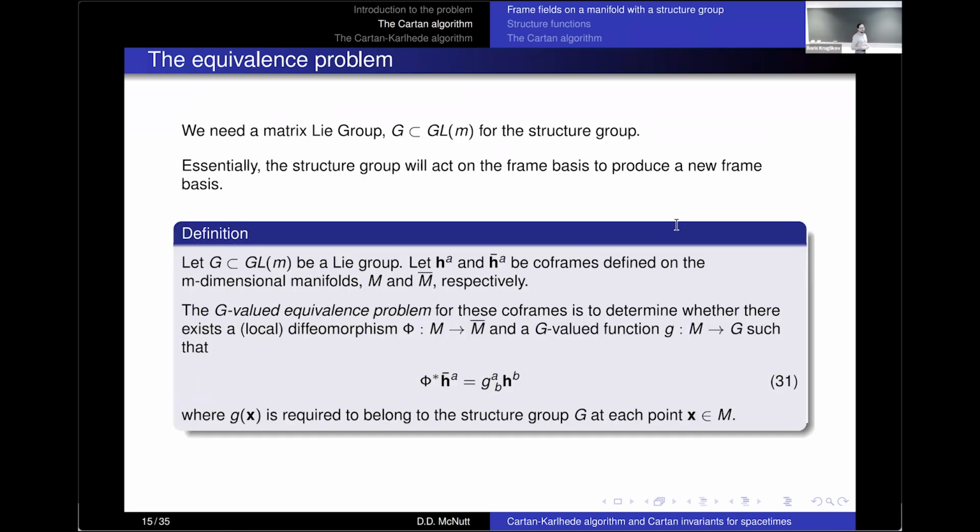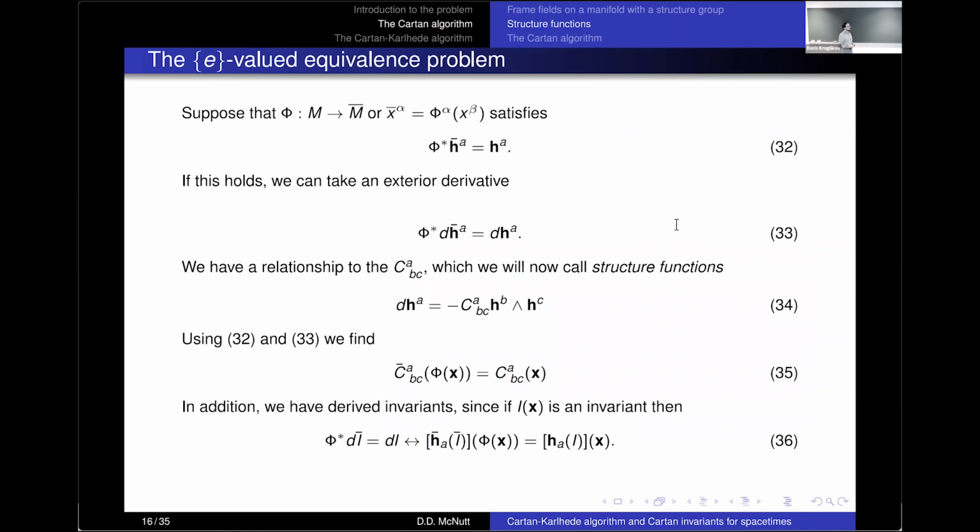So we'll come back to this, but for the moment, I'm going to do the easiest group, the identity group. And this will motivate how we will talk about the more general G-valued equivalence problem. So I'm going to suppose that I have a pullback diffeomorphism from M to M bar. Here it is in coordinates, if you will, just above equation 32. And I'm going to ask that my frame on M bar is pulled back to the frame on M. And if this holds, we can actually take an exterior derivative. The exterior derivative plays nicely: we can switch the order of the pullback and the exterior derivative. And we have a relationship on the coefficients of anholonomy, which I'm going to call structure functions now, because it's easier for me.